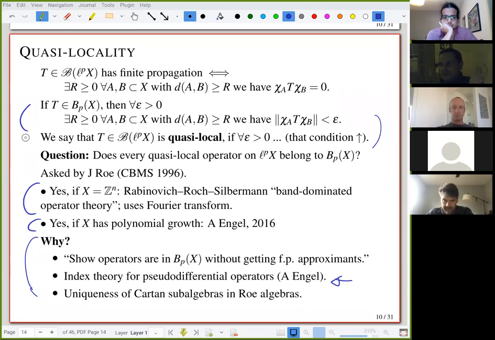I mean, Alex found a way around this problem, so he didn't have to answer that question in the end. But it took some doing and a little bit of trickery. And then finally, it's used by Rufus and Stuart White in this recent work on uniqueness of Cartan subalgebras and Roe algebras. So I will not really say anything more about that unless you prompt me. Right. Any questions so far? Okay.